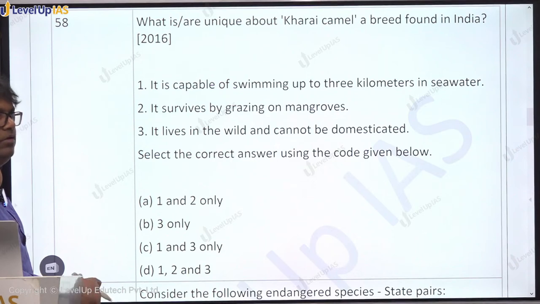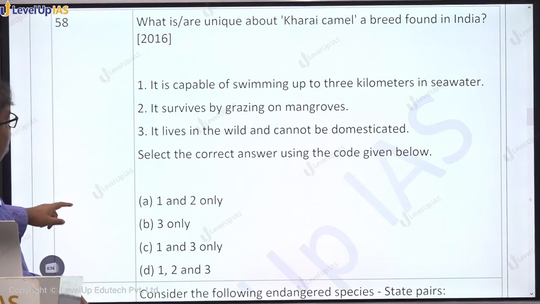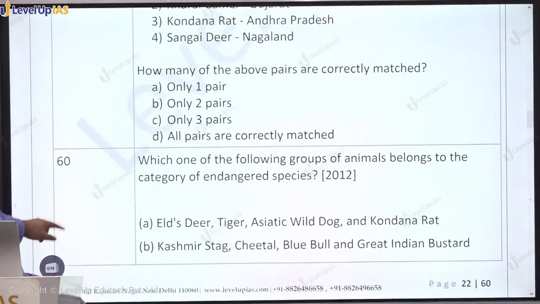But they cannot keep swimming like fish, no. There's a distance that they can go. Yeah. 58 A.